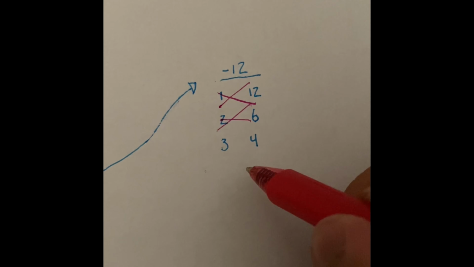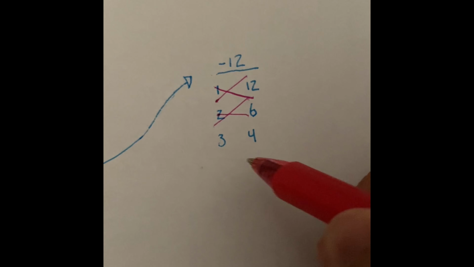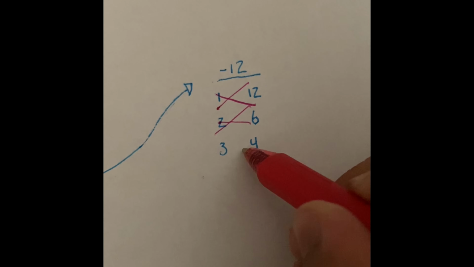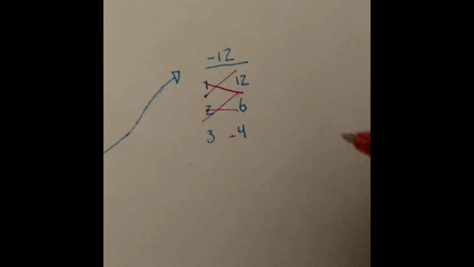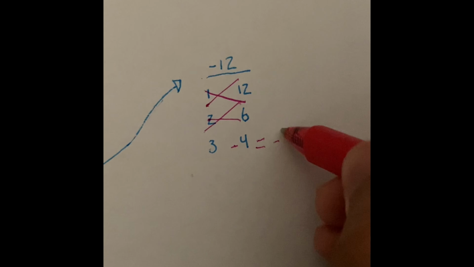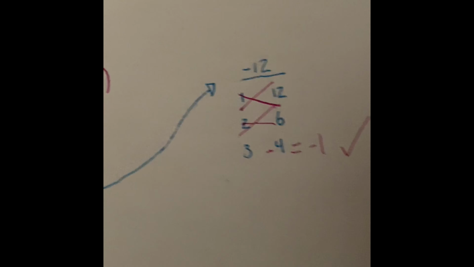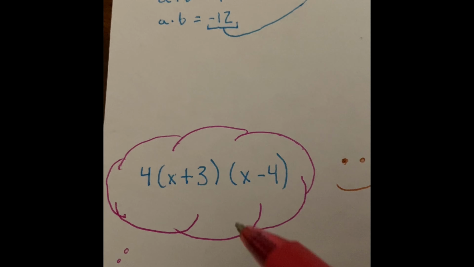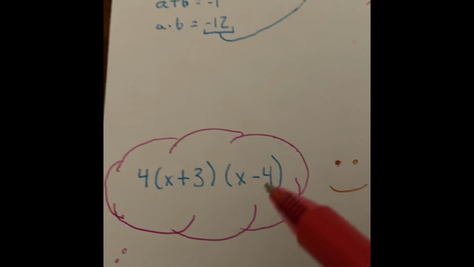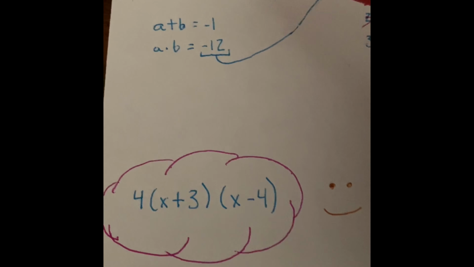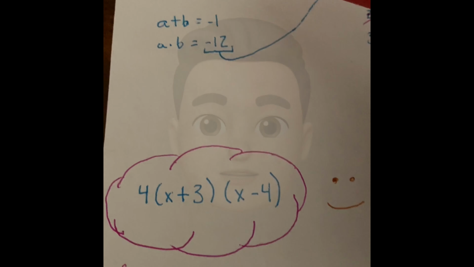So now let's go with the third set. You have 3 and 4. Let's assume we put the negative on the 4. -4 plus 3 will equal -1. So this is the correct one. So now we set it up. We put the x, and this equation will equal the original one.